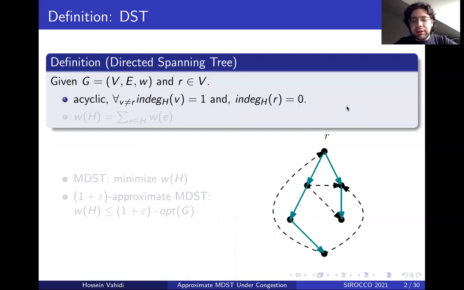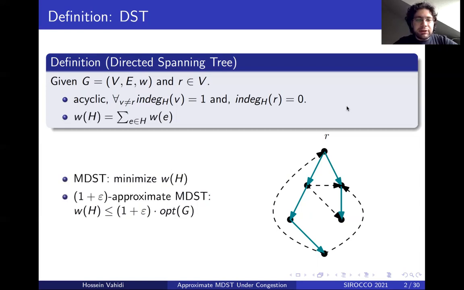Given a directed weighted graph and a node R, a directed spanning tree rooted at R is a subgraph which is acyclic and each node is reachable from the root, or equivalently it's a subgraph which is acyclic, and the in-degree of each node is exactly 1 except for the root itself.